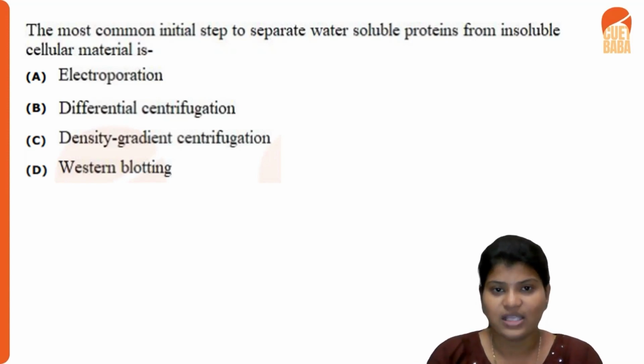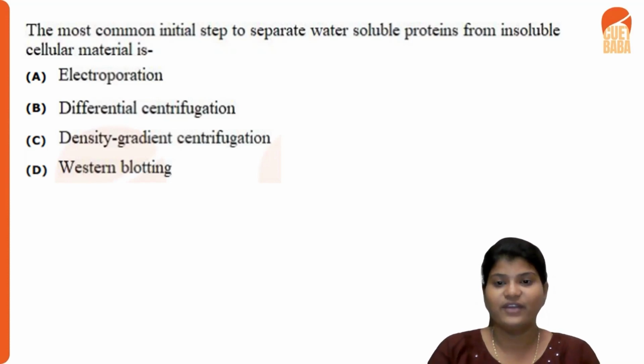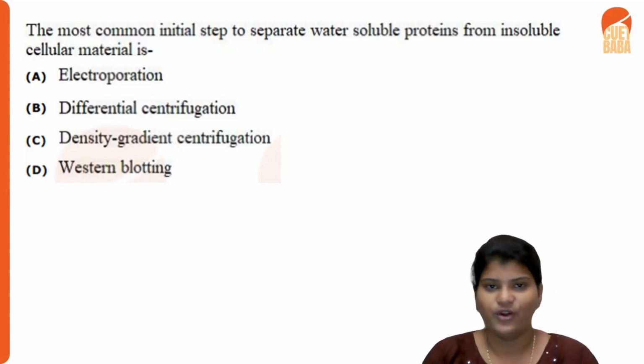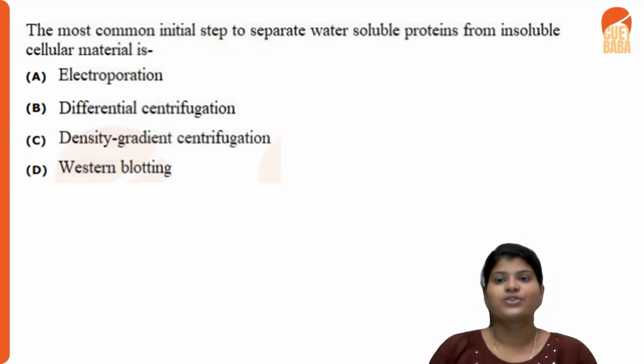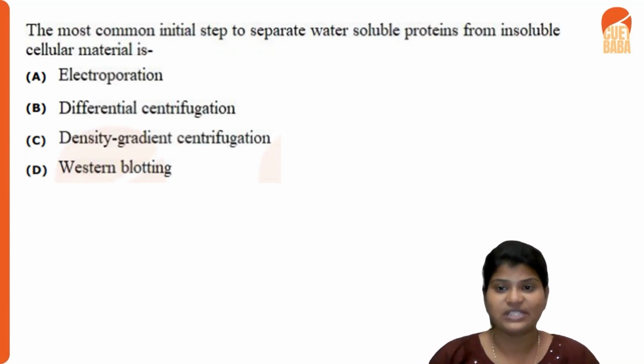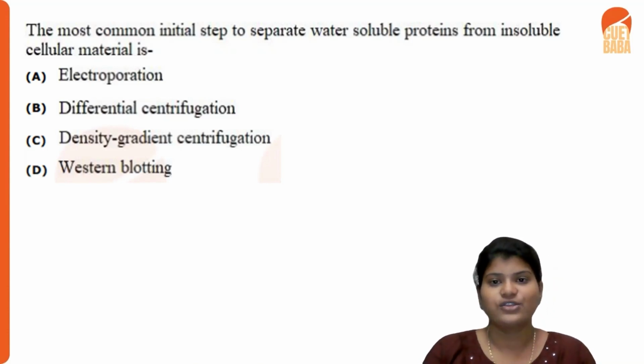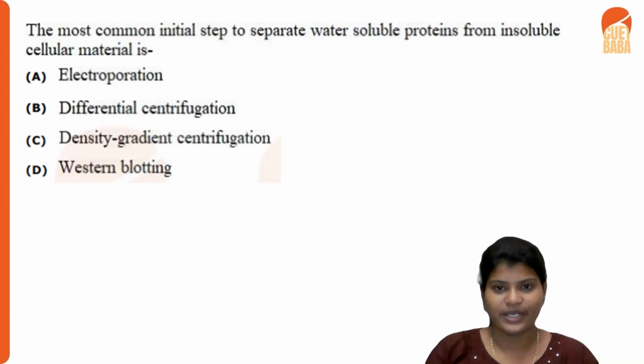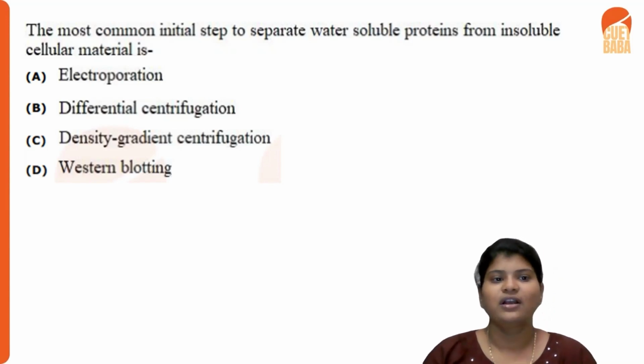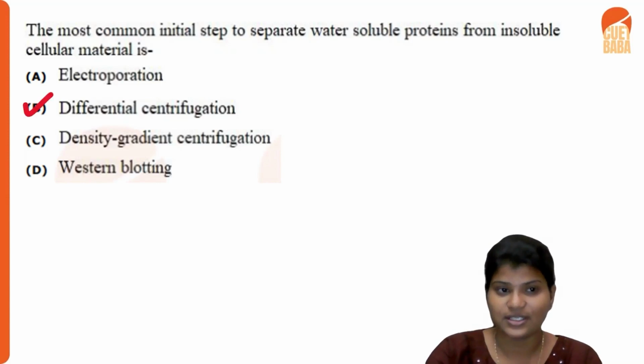But the question asks about water-soluble proteins from insoluble material. So we are not separating two different things; it is separated based on the density, weight. So option 3 is also not the correct one. And the last one, Western blotting, is useful for identifying a specific protein. So the last one is the differential centrifugation. Option B will be the correct answer, which is the first step used to separate the soluble protein from the insoluble one. Once we have separated the molecules, after that we will go for electroporation or Western blotting techniques. So for this question, differential centrifugation is the correct answer.